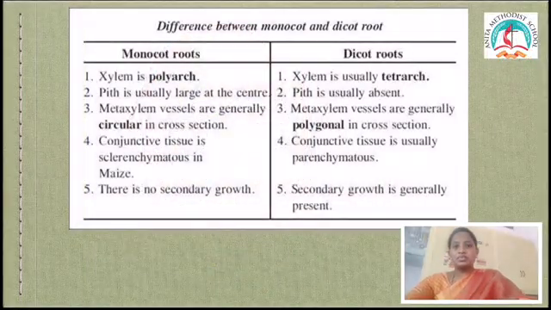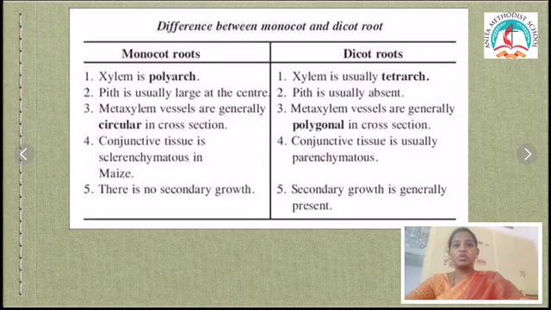In the previous class we saw the transverse section of dicot root and monocot root. Let's see some differences between dicot and monocot root. In monocot root, the xylem is polyarch and in dicot it is tetrarch. Pith is usually large at the center in monocot. Pith is usually absent in dicot root.